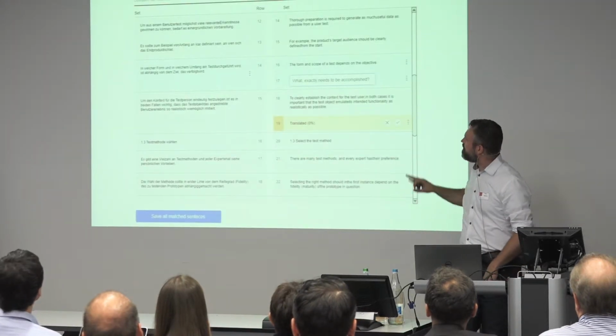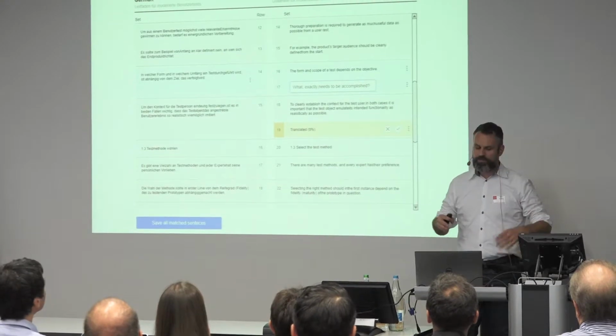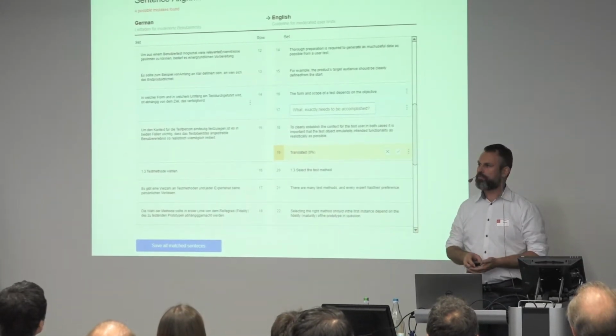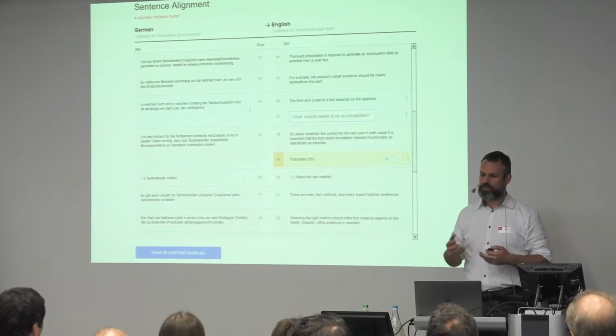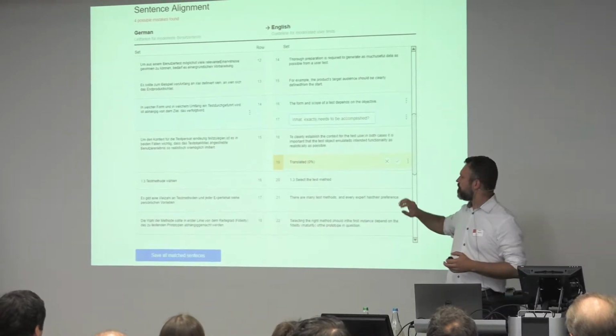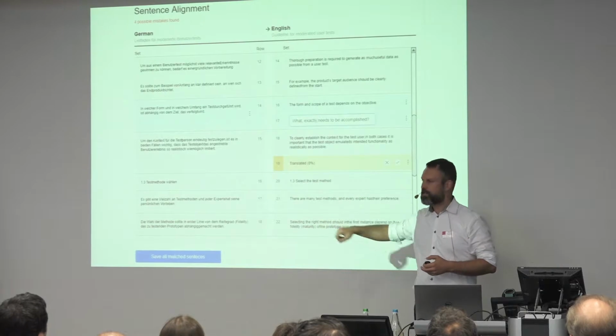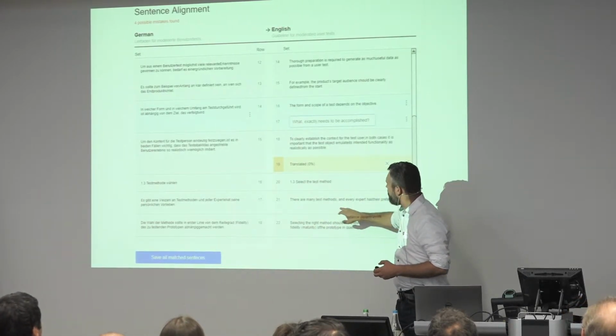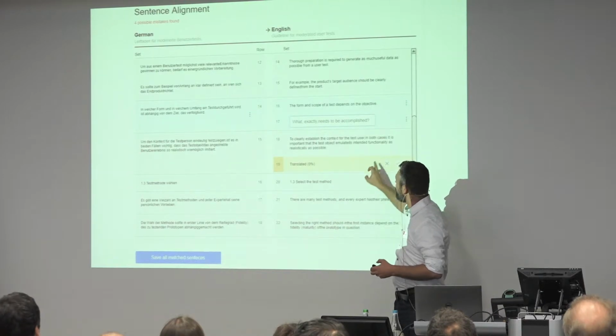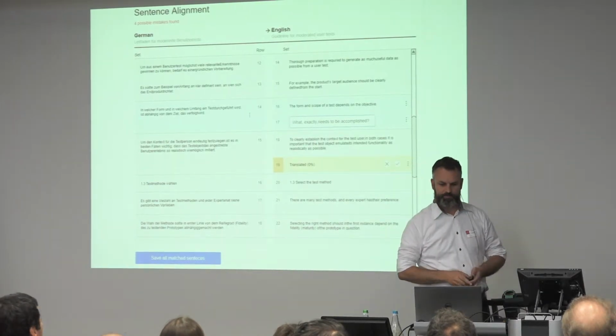And this is how the GUI works. Since we do this automatically, it still needs a human that goes over it at the end. So the machine presents its ideas, and then the human has to say, okay, this is wrong, this is correct, this is fine, delete this, change something.